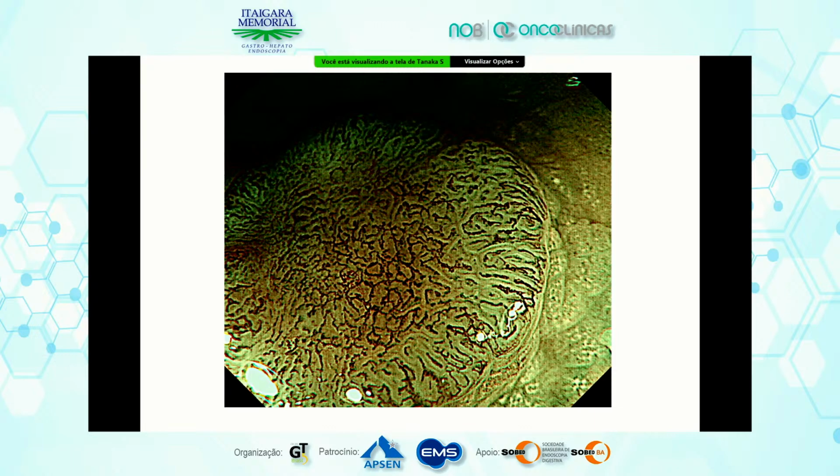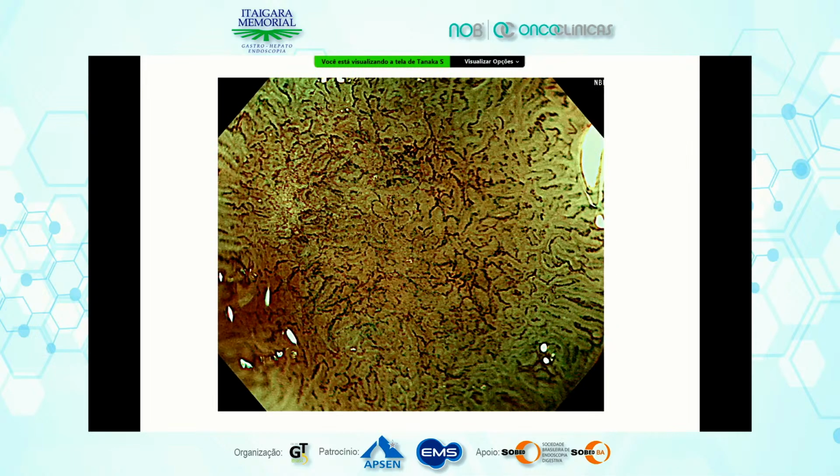For NBI magnification, perpendicular observation is very, very important. Oblique observation sometimes leads to incorrect diagnosis. This is perpendicular observation. You can see disruption of vessels and scattering of the vessels and non-structure amorphous. So this image shows typical JNET type 3.